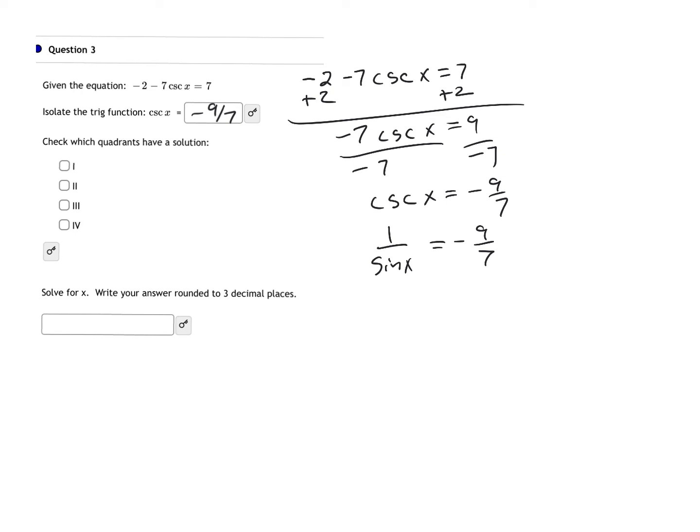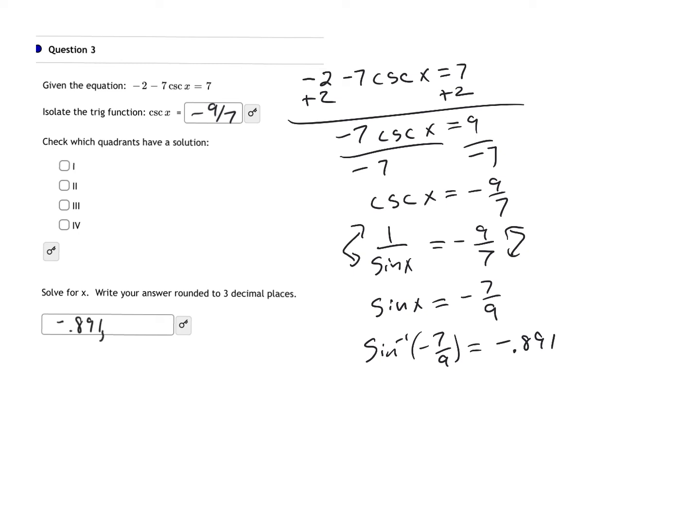Now, I don't want it to be 1 over sine, I want it to be sine. So I have to do the reciprocal of this side to get sine on top, which means I have to do the reciprocal of this side, which means I'm going to put the 7 over the 9. So now I have to do the inverse sine of -7 over 9, and when you put that in your calculator, you're going to end up with -0.891. So that's going to be my first answer here, negative 0.891.